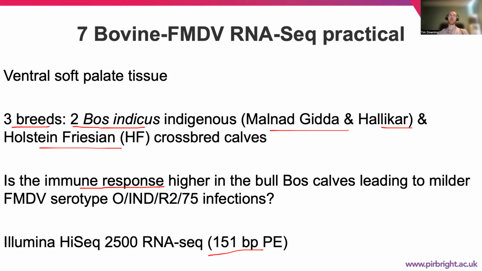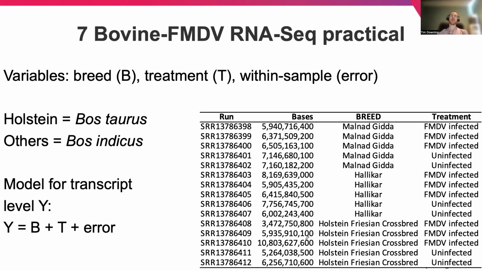So the data that we're looking at can be summarized in this manner: we have the breed effect and then the treatment effect. For the breed effect, we have Malnad Gidda, Hallikar, and the Holstein Friesian groups. The treatment then is FMDV infection for 3 of each of the 3 breeds, and then those 2 that are unaffected for each of the 3 breeds as well. So hence we have 9 versus 6 for treatment and 5 by 3 for the breeds.